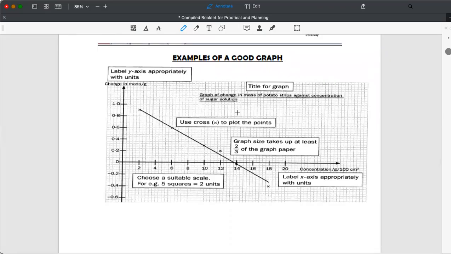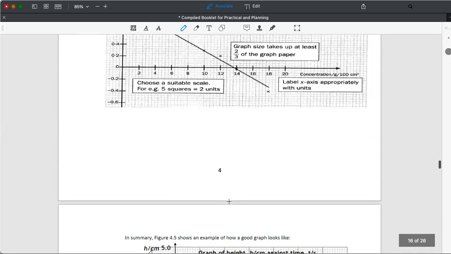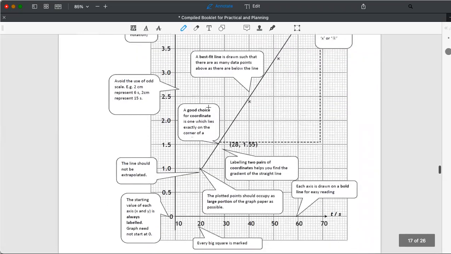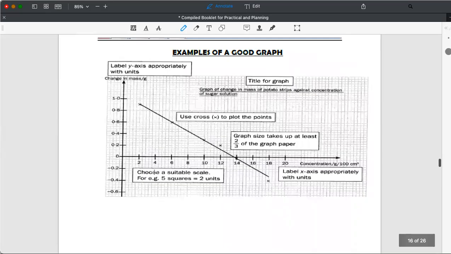Now, title. This is just an example of a good graph. I spent a lot of time on this because a lot of marks are given to the table and graph. So it's worthwhile. So just some examples. Some of the notes to take note of are the parts of the graph that you should include, like the title and labeling of the X and Y axes. The graph size should take up at least 2/3, 3/4 even better. Choose a suitable scale in ascending order, and good scales, not odd scales. Use crosses and a best fit line.